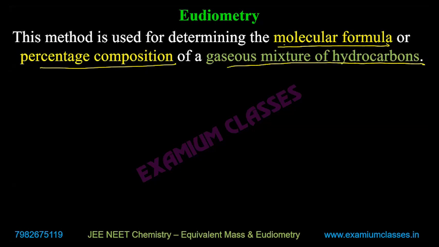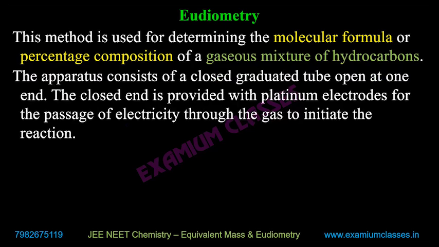So for example, if it is C2H2 and C2H4, okay, it will not tell you separate formulas, rather it will tell you how much combined carbon is there, how much combined hydrogen is there. Okay. In that case, the apparatus consists of a closed graduated tube open at one end.